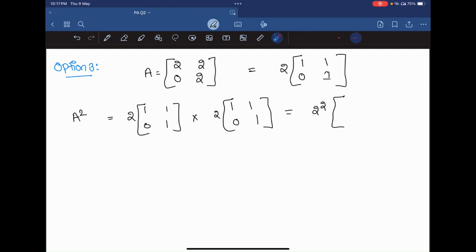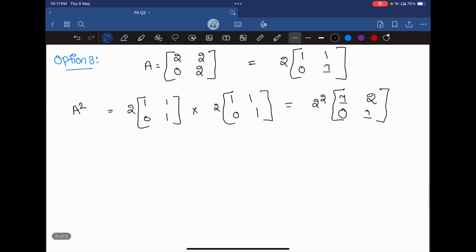And for multiplying this matrix, for the first row, first column entry, we will use this first row and multiply it with the first column. That is 1 into 1 plus 1 into 0. So that would give us 1. And again 1 into 1 plus 1 into 1. So that would give us 2. Then next is 0 times 1 plus 1 times 0. So that would give us 0. Next is 0 times 1 plus 1 times 1. So that would give us 1. So this is our A square.